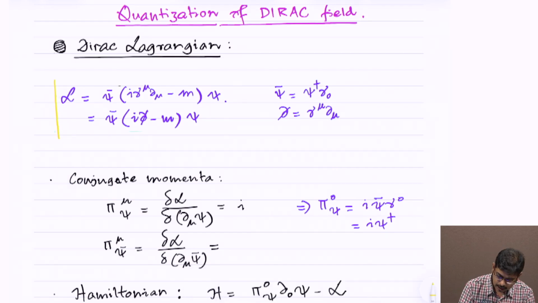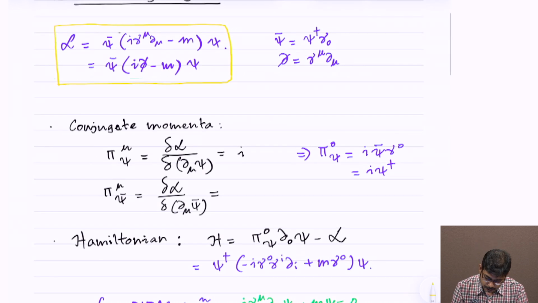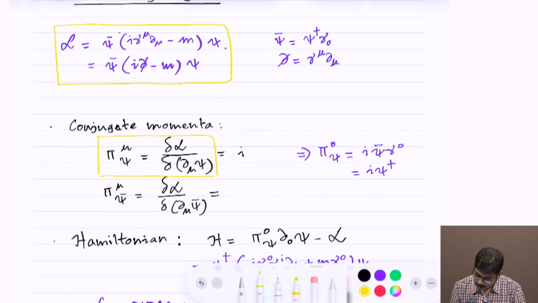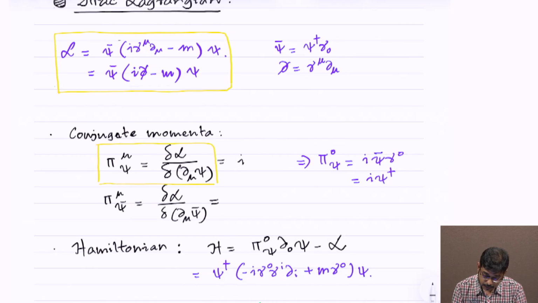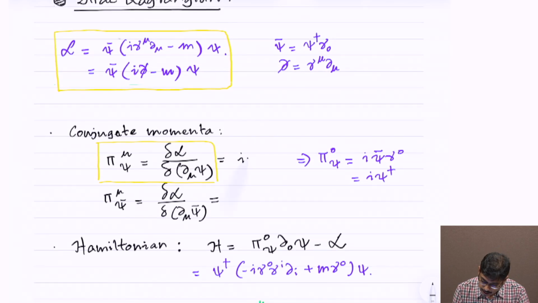Now let us see how we can first calculate the conjugate momenta. The conjugate momenta will be defined by pi mu psi, which is nothing but del L by del of del mu psi. If you look into this Lagrangian, it is straightforward that if you take the derivative with respect to del mu psi, what remains is i psi bar gamma mu.